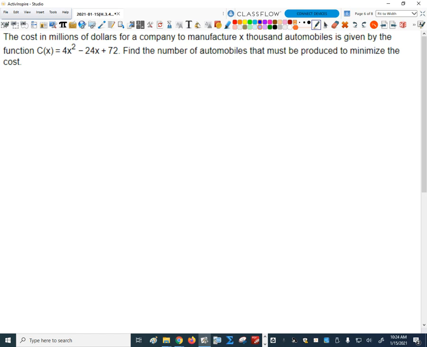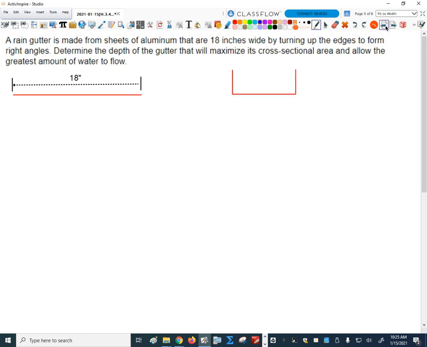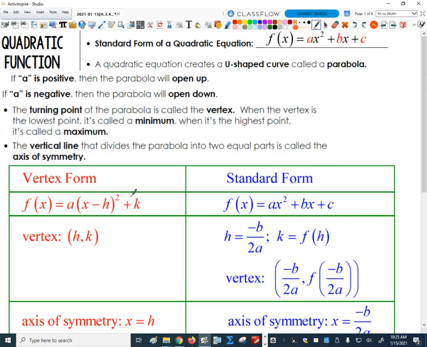Yeah. We're looking for the input value, right? We want to know the number of automobiles in thousands. So that's X. That's the input. We want the vertex, though. What symbol do we reserve for the x-coordinate of the vertex? H. It's H, isn't it? Right? And if we go back to our earlier slide here, yeah, H stands for the x-coordinate of the vertex, right?